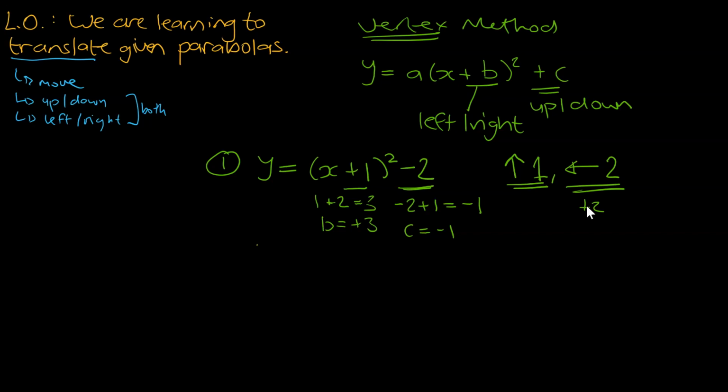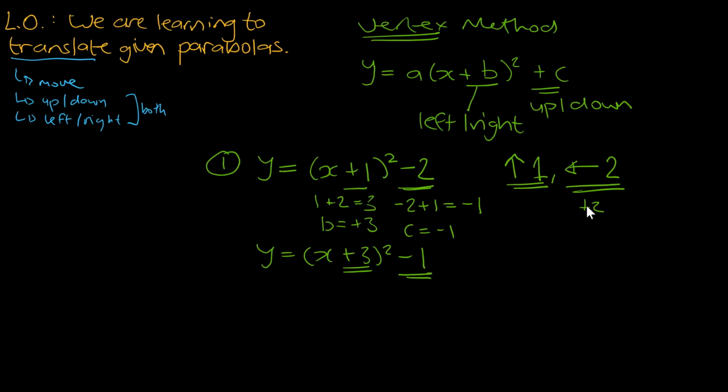And we can wrap up, and our conclusion would be the new translated formula. So that would be x plus 3 squared minus 1. And we can see it's been moved upward. It's been moved up 1, from negative 2 to negative 1, and it's been moved left 2, from an x of negative 1 to negative 3.